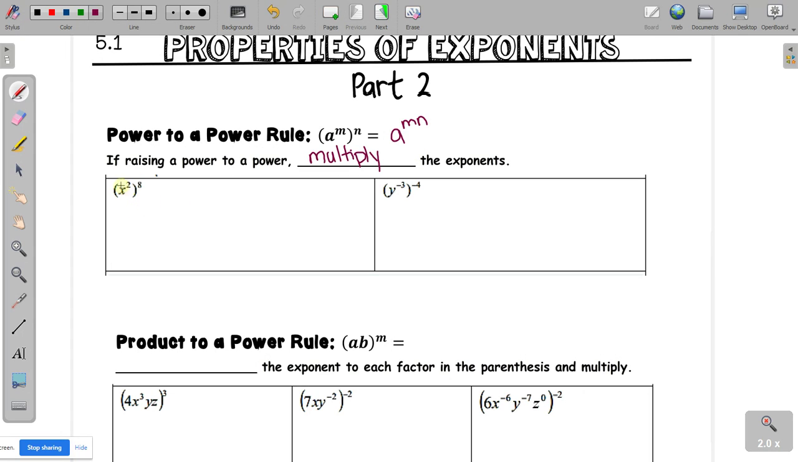So let's look at this example. x squared raised to the 8th power. You're going to multiply 2 times 8. 2 times 8 is 16, so we get x to the 16th. Here we have y to the negative third raised to the negative fourth. Multiply negative 3 times negative 4. Negative and negative make a positive. 3 times 4 is 12, so we have y to the 12th.